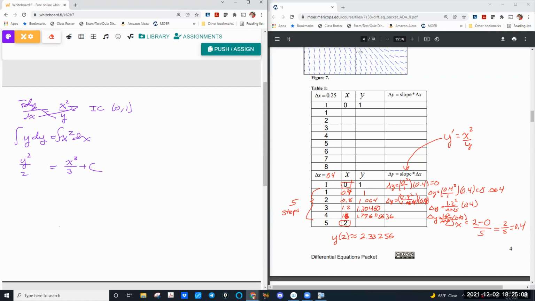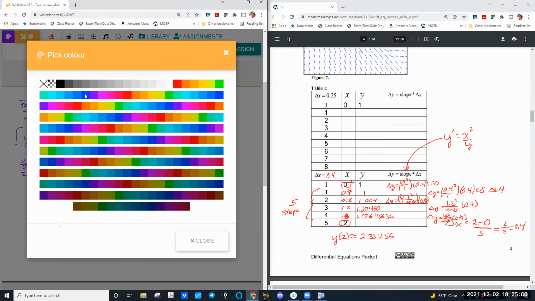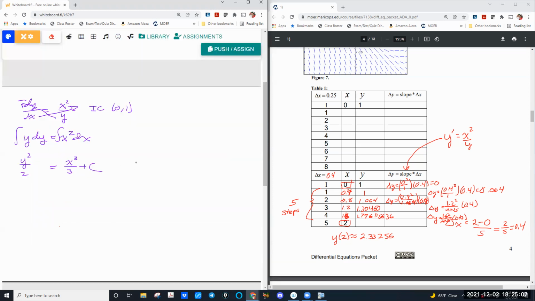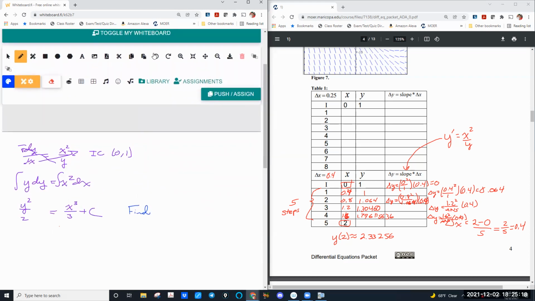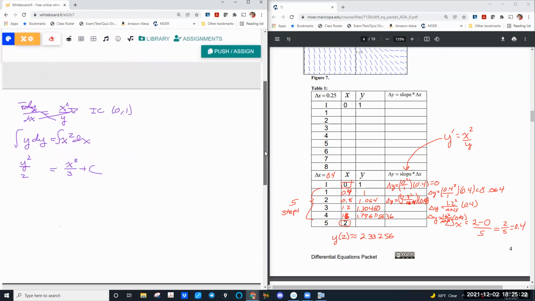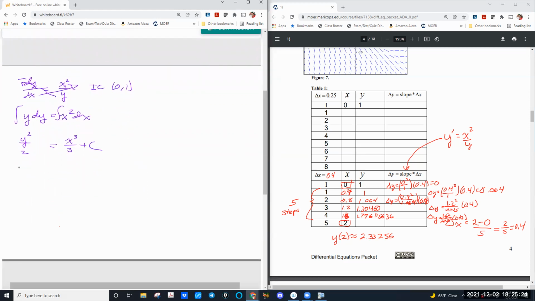So let's do that. Let's make it kind of separate. Find c. I don't know why I wrote it there, but let's do this. All right. So next thing we're going to do is find c. Nothing crazy going on here, guys. Put 0 and 1 in.